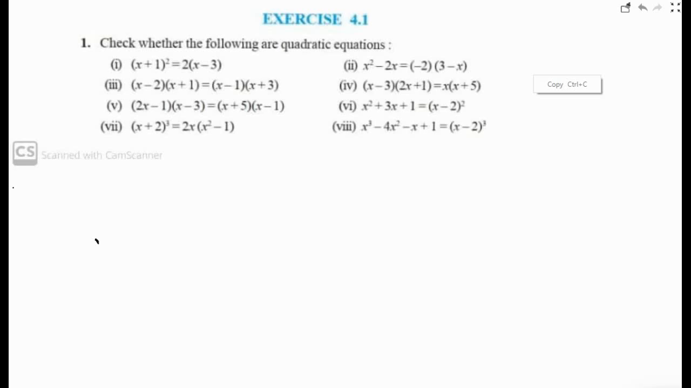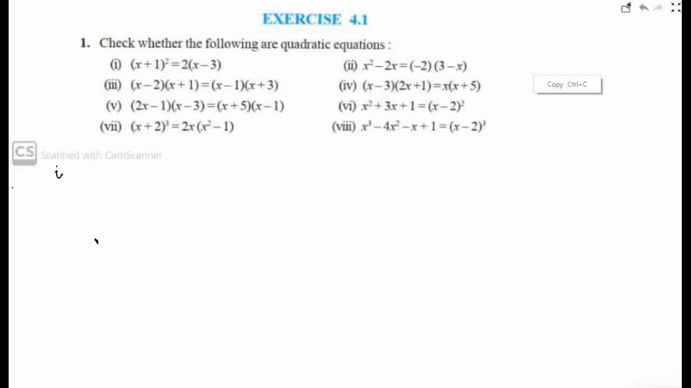So let's get started with exercise 4.1, quadratic equations. The question says, check whether the following are quadratic equations or not. We are given 8 parts, and we need to check them one by one. Which one is quadratic and which one is not? We have already discussed what quadratic equations are.